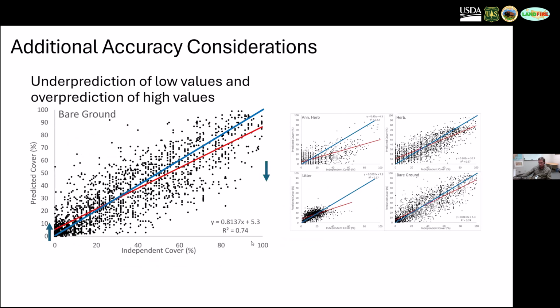I mentioned this already. This is a common theme we see in all remote sensing classifications. We have underprediction of high values and overprediction of low values. So in other words, regression to the mean. This is a model effect of dampening the high end and low end.